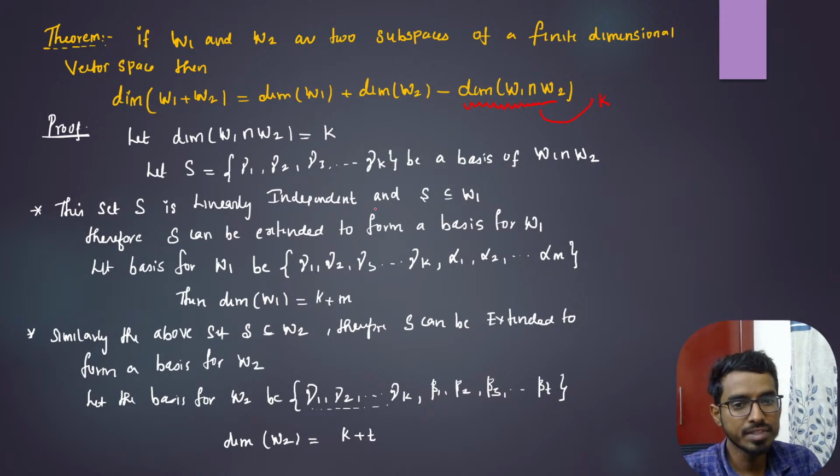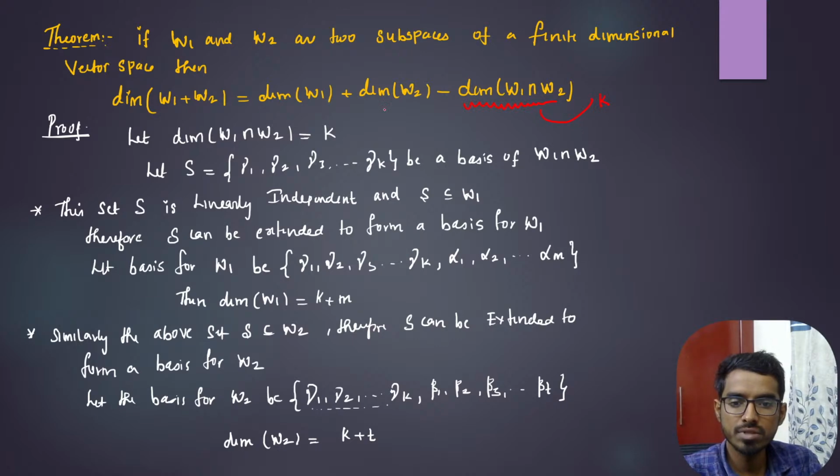So that means even though it is not a basis for W2, it can be extended to form a basis. Let the extended vectors be beta 1, beta 2, beta 3 up to beta t. So the dimension is k plus t. So what is the dimension of W1 plus W2 minus the dimension of W1 intersection W2?